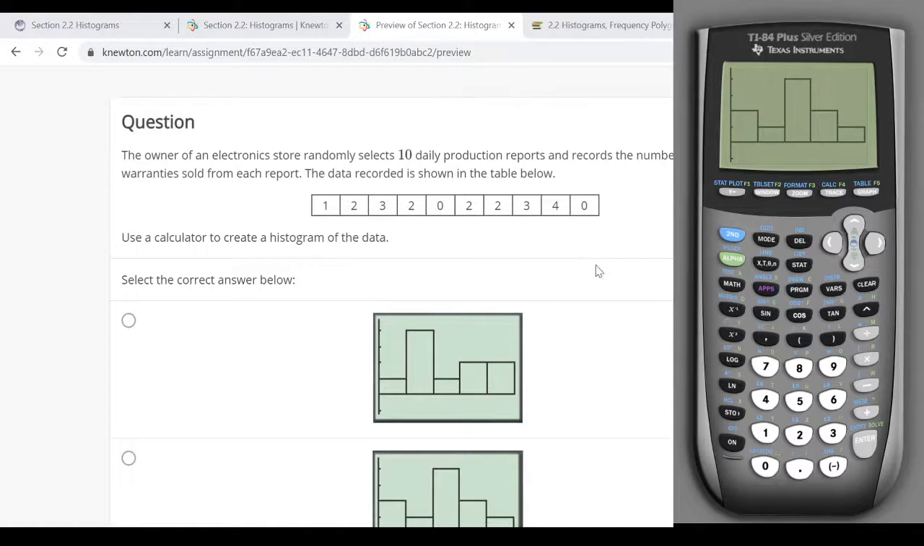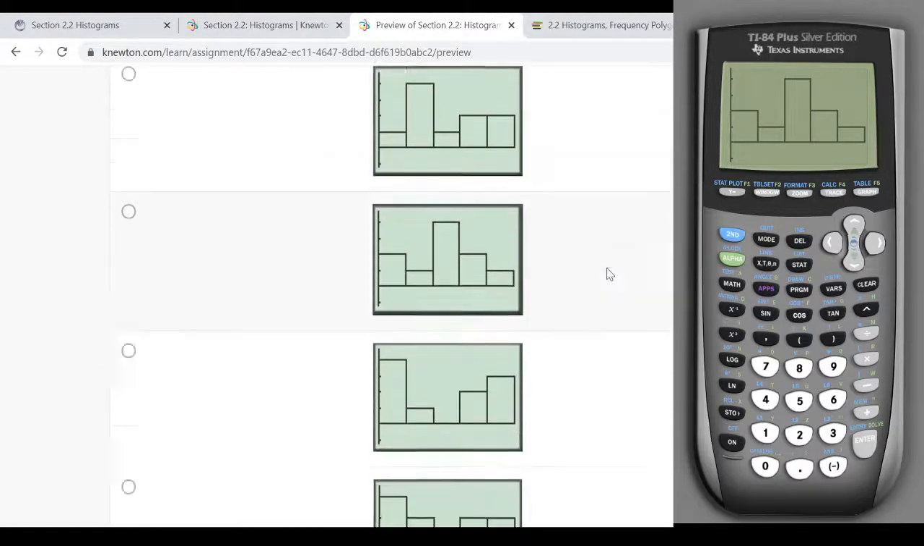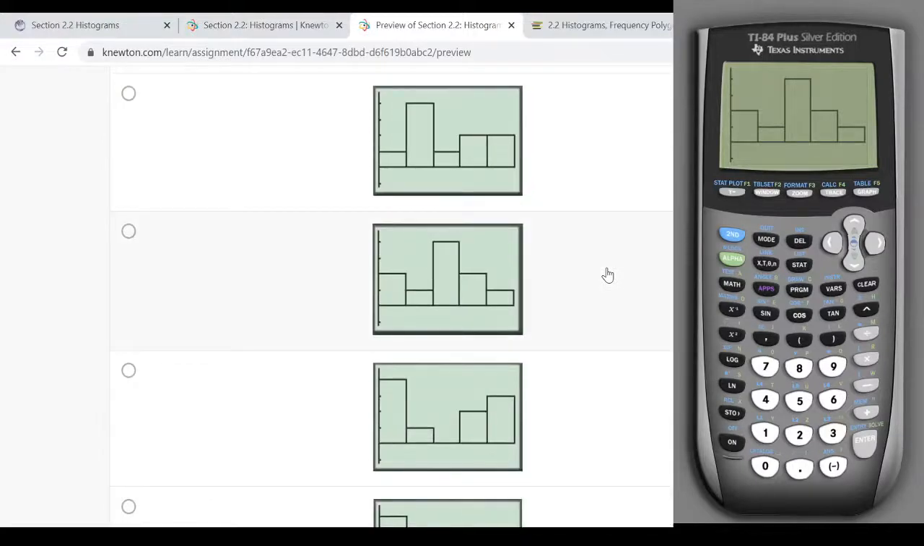All right, so going back on the page here, which one looks like the one I got there? It looks like that second one is the histogram that comes up. So I click on that. And if we want to see what these mean, go back to the calculator, hit trace.